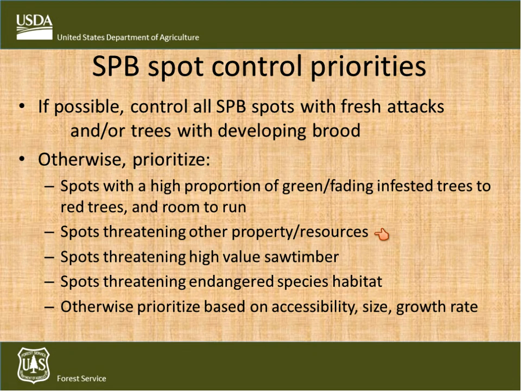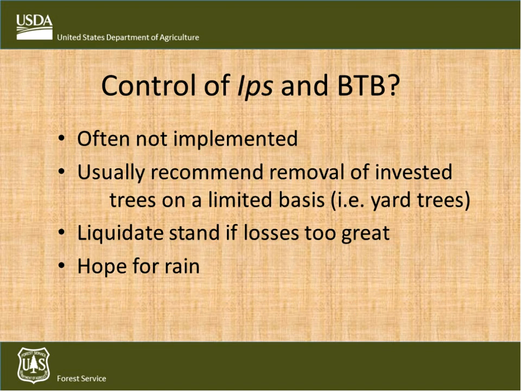Spots that are threatening other property resources, for instance, if you're managing on a national forest and a spot is near private land, that may be a spot that you'd want to address quickly. Also, if you are dealing with spots near like a red cockaded woodpecker habitat or some other endangered species habitat, you may want to address those spots quickly. And then local decisions based on your objectives and priorities, you may have other priorities determine which spots you get to first. So what about control of Ips and black turpentine beetle?